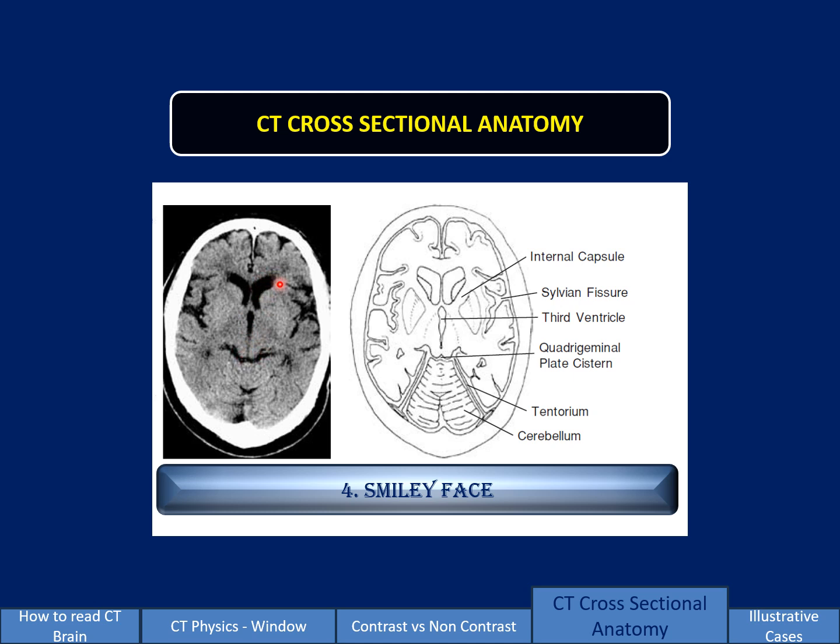This is the frontal horn of the lateral ventricle. This is the septum pellucidum, and this is again the internal capsule, and this is the genu of the corpus callosum. Here we are able to see the cerebellum, and this is the tentorium cerebelli, and this is the midline.